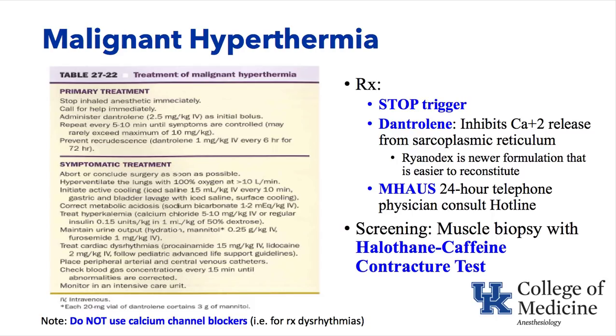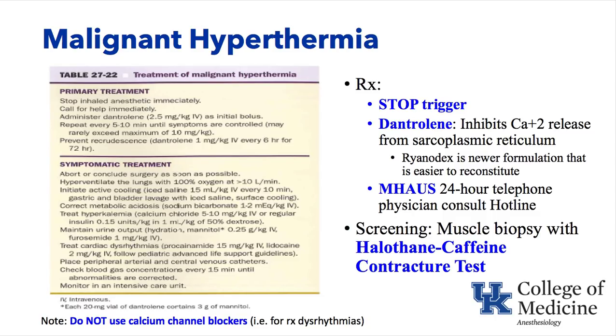Abort or conclude the surgery as quickly as possible. Hyperventilate the patient with 100% oxygen. Cool the patient. Things like ice saline, gastric and bladder lavage. Correct their acidosis with bicarbonate. If they have hyperkalemia, you can treat the hyperkalemia with hyperventilation, insulin and glucose, and even inhaled beta agonists. Keep their urine output up with drugs like mannitol and keeping them hydrated. If they have cardiac dysrhythmias, procainamide is one of the classic treatments, as well as lidocaine if necessary, and arterial lines to get repetitive blood gases are useful.